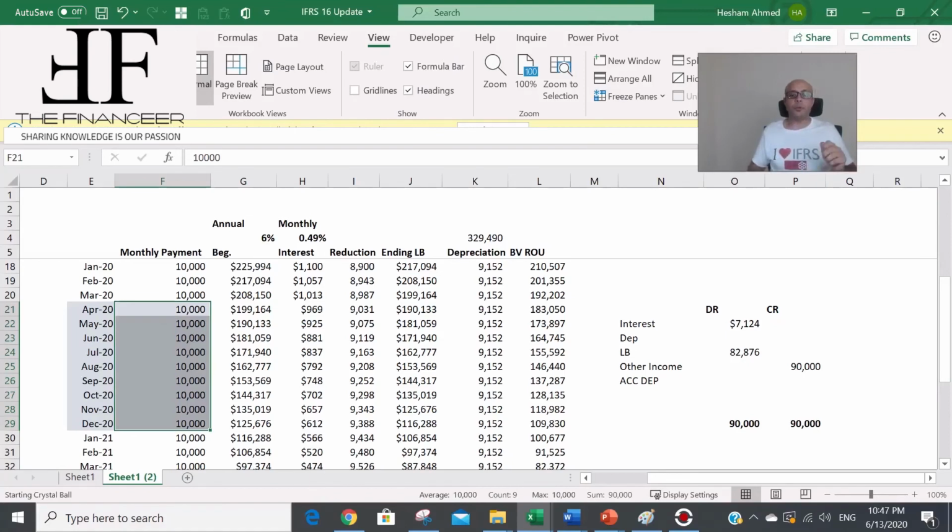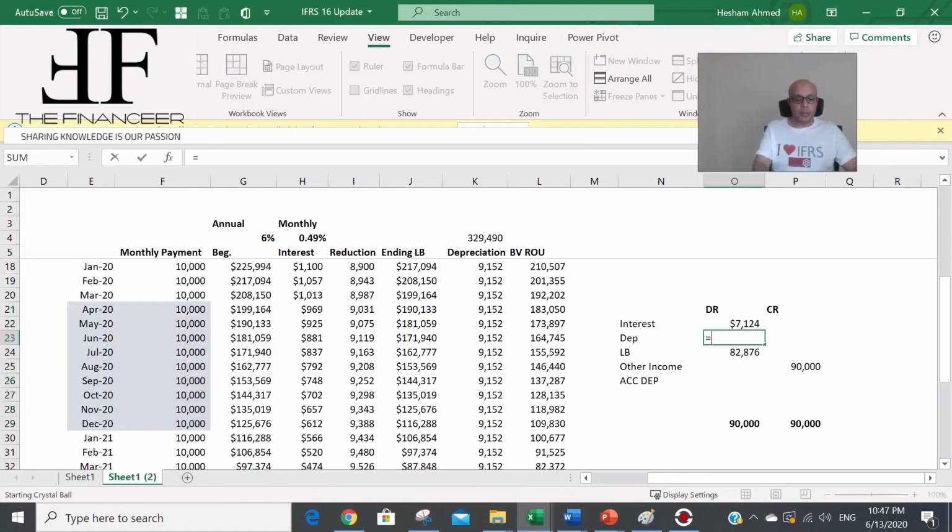Okay, now we have to record also the depreciation, sum of depreciation expense for this period. So this will be the depreciation expense for the period that I agreed with the lessor to have the change or to have the relief of the lease payment. So this will be the depreciation expense, recorded as usual in the income statement, the P&L. So this will be the depreciation expense for this period.